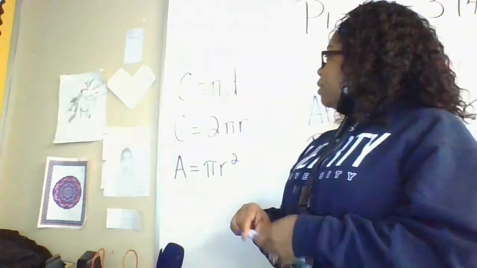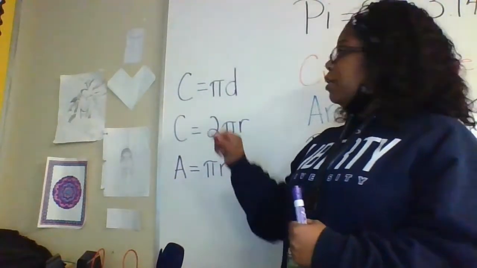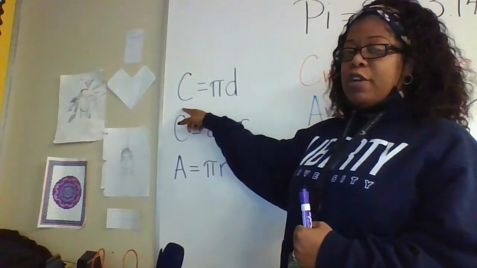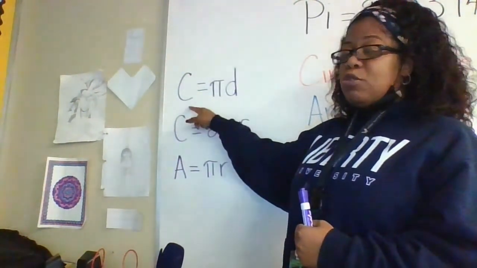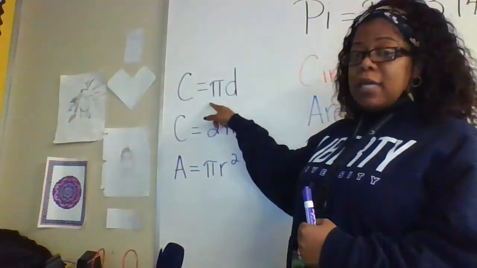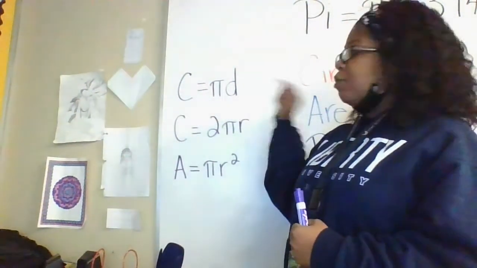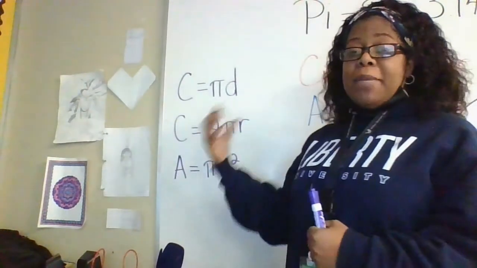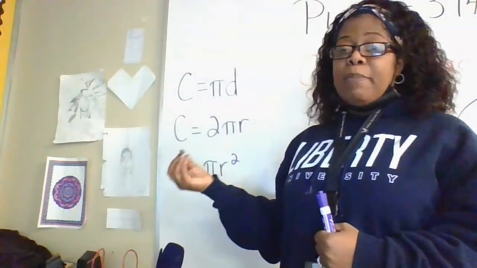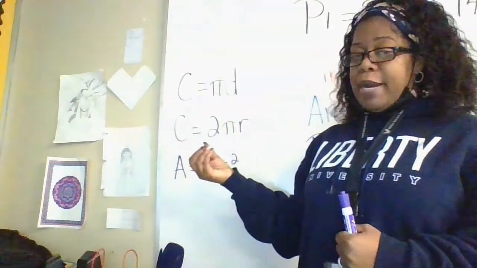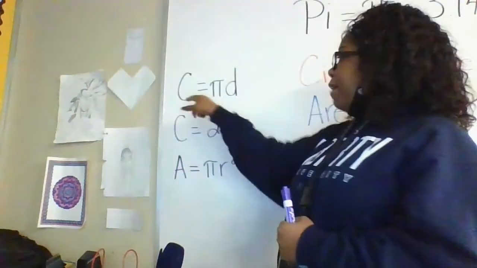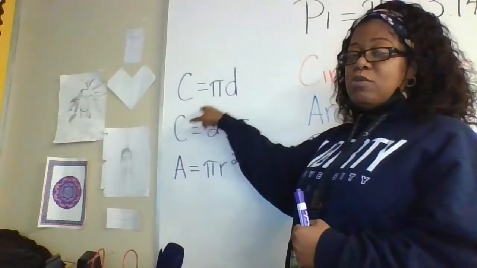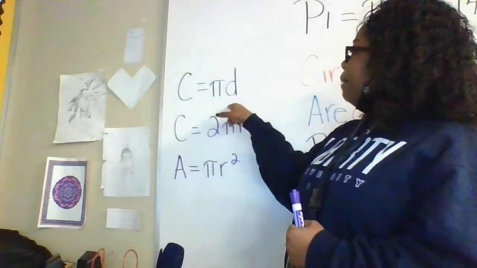So what that means is we're going to use the formula C, which stands for circumference, is equal to pi times the diameter. Because remember, when we have two terms right next to each other like such, that means the mathematical operation of multiplication, right? So in this case, we have the circumference is equal to pi times diameter.